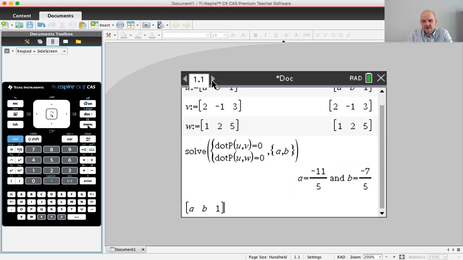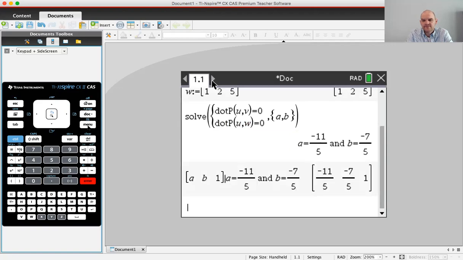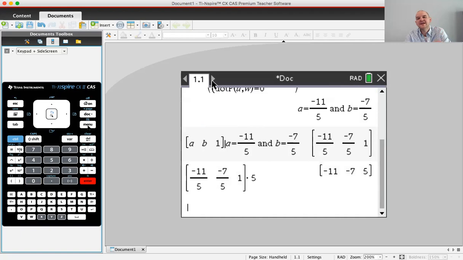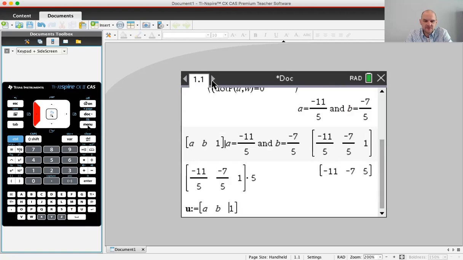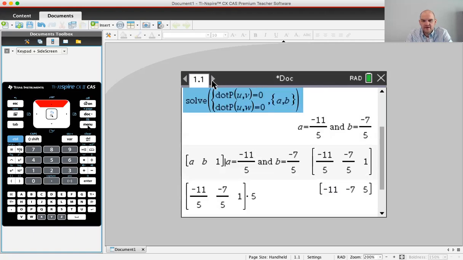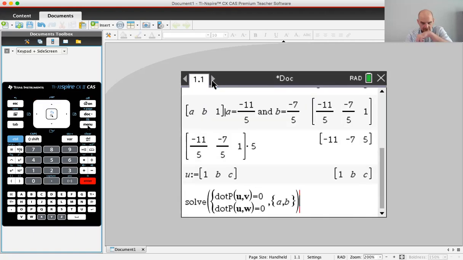Because that's this. So if I do this, that's fine, but why not multiply by 5? Why use these fractions? So I've multiplied by 5. Let's try the problem again. All I need to do is redefine this. I'm going to make it 1, b is b, and then c, and I'm going to try this again. So we're going to solve this time for b and c.